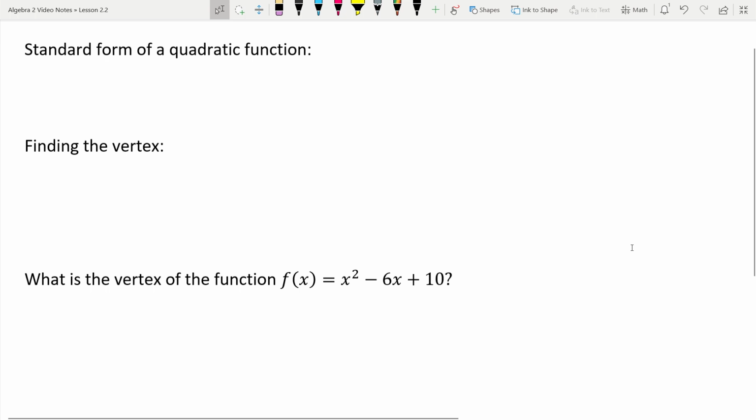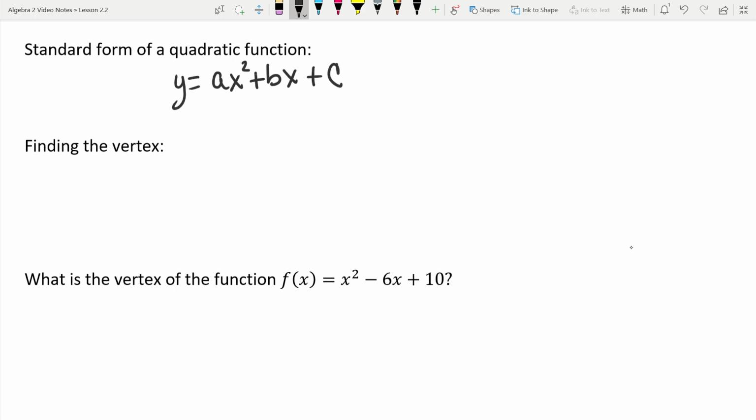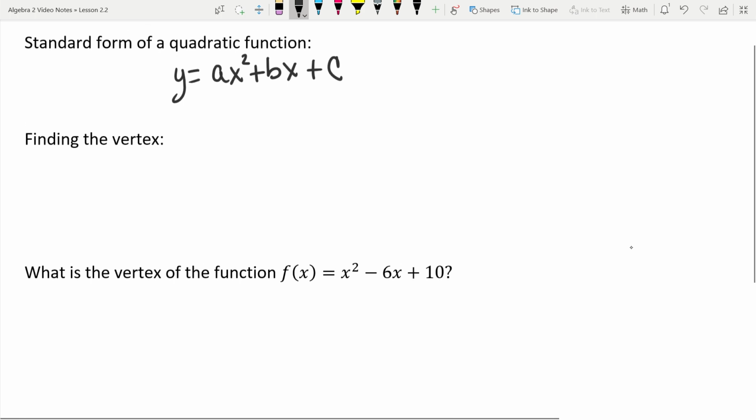Okay, so let's start with the standard form of a quadratic function. So we actually alluded to this in the previous lesson, but we didn't give it really a name per se. So this is the standard form. So it's y equals ax squared plus bx plus c. So that's the standard form. This is actually the definition of a quadratic function, that the quadratic function has to satisfy this form. So, which is, by definition here, the standard form.